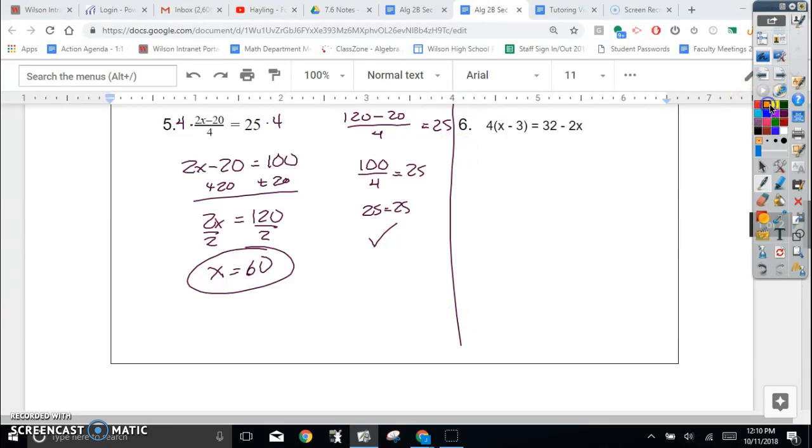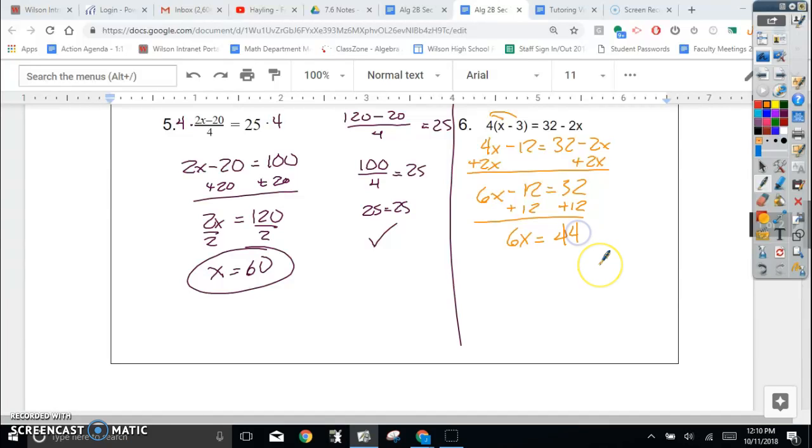So 60 is correct. All right, let's go ahead with number 6. I'm going to distribute this 4 in, so I get 4x minus 12 equals 32 minus 2x. Negative 2x is smaller than positive 4x, so I'm going to add it over and get 6x minus 12 equals 32. All right, the opposite of subtracting 12 is to add 12 over. You get 6x equals 44, sorry about that. Then I'm going to divide by 6. Now that's reducible, so I'm going to divide these both by 2. That'll be 22 over 3, or you can think of that as 7 and 1/3.